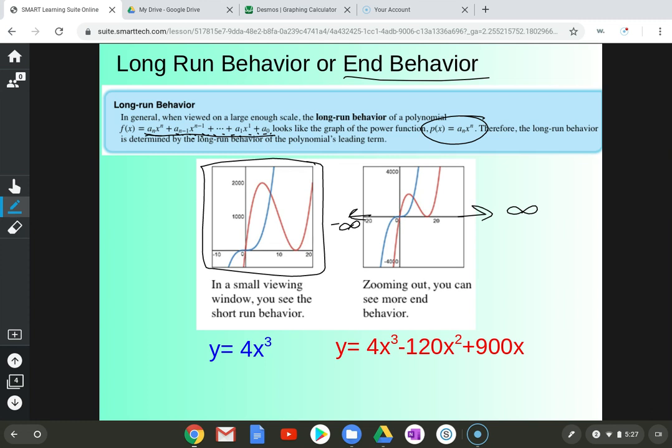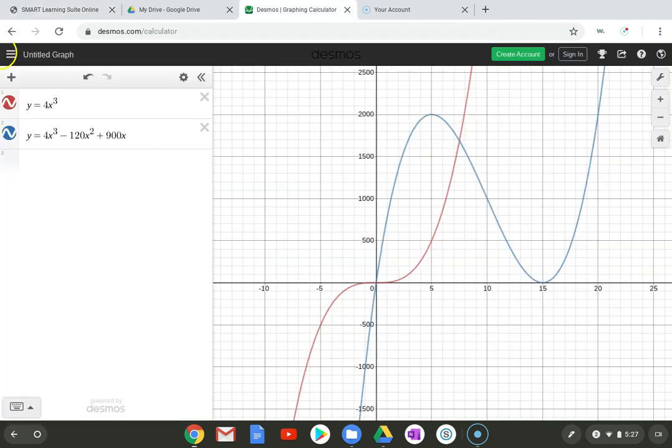And I'm going to show you that a little bit in Desmos, and you'll be happy to know that I pre-graphed the functions in Desmos. So we have the red function is y equals 4x cubed, and the blue function is y equals 4x cubed minus 120x squared plus 900x. And looking at these two graphs, they look really different. They're both cubic, but the graphs themselves look really different.